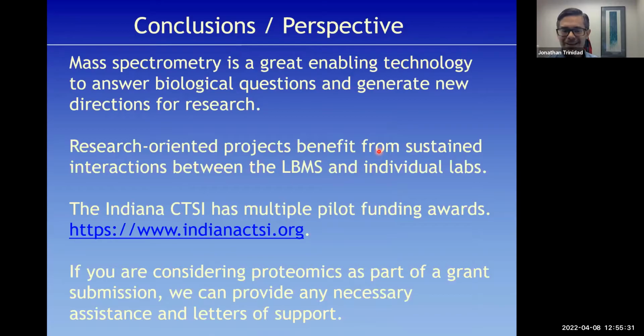All right, so conclusions, perspectives: we can do a lot of stuff. We love to collaborate with people. We love more challenging experiments, and we love helping you out with your grant applications, or getting you even better to be so enamored with mass spectrometry that you make the proteomics formally part of your grant.